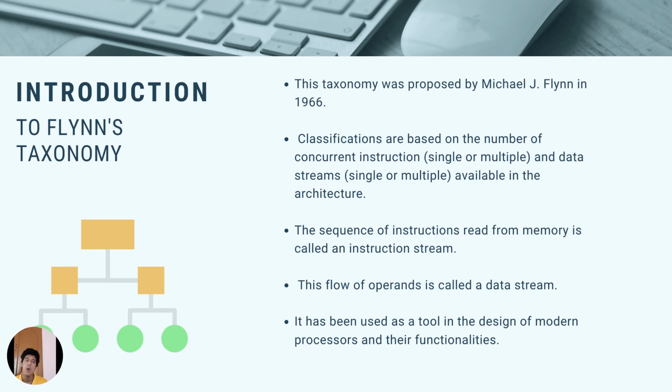Then we have the data stream. Data stream is the flow of operands, that is, the numbers or the values upon which the operations are done. Those are called the operands. These operands are taken from the main memory to the processor, and this pool of data is called the data stream. So these two main terminologies, data stream and instruction stream, come into existence in Flynn's taxonomy. It has been used as a tool in the design of modern processors and functionalities.